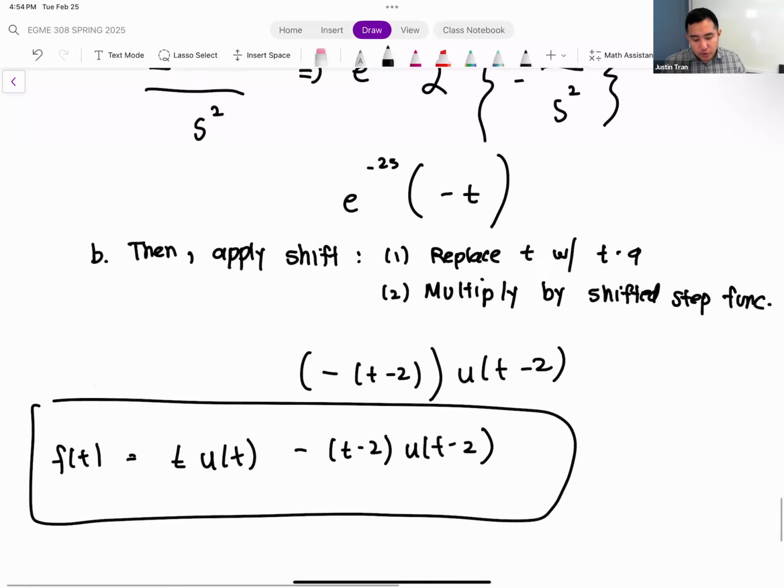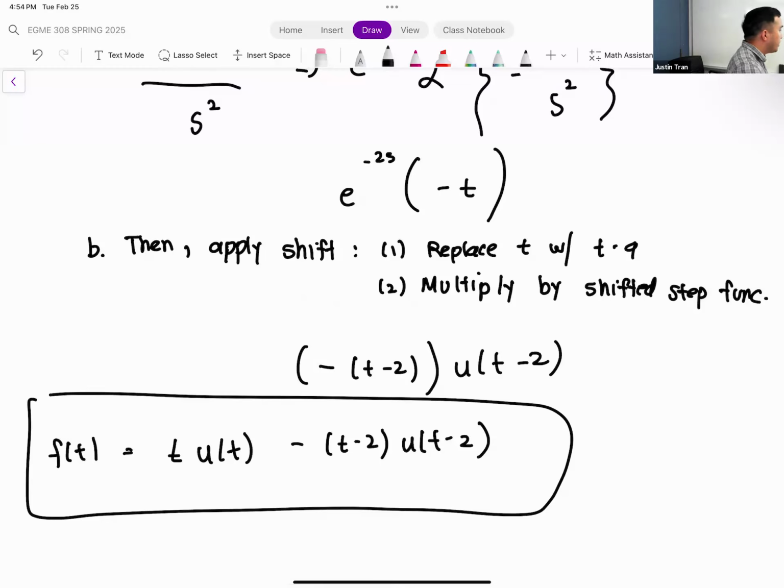All right, so taking inverse Laplace with shifts is a little bit simpler. You just take the inverse Laplace of the base function, and then you apply the shift on that.